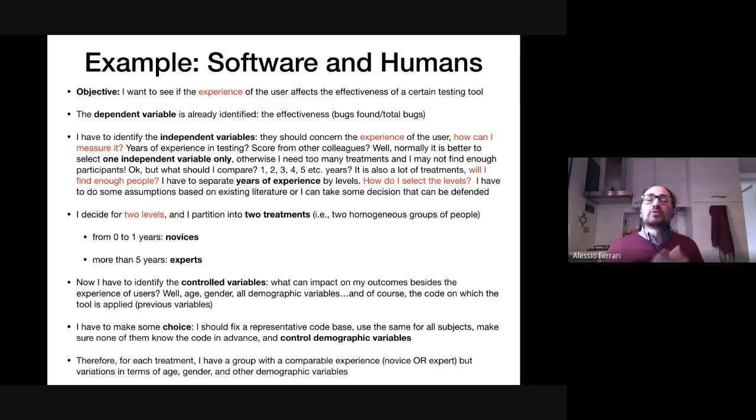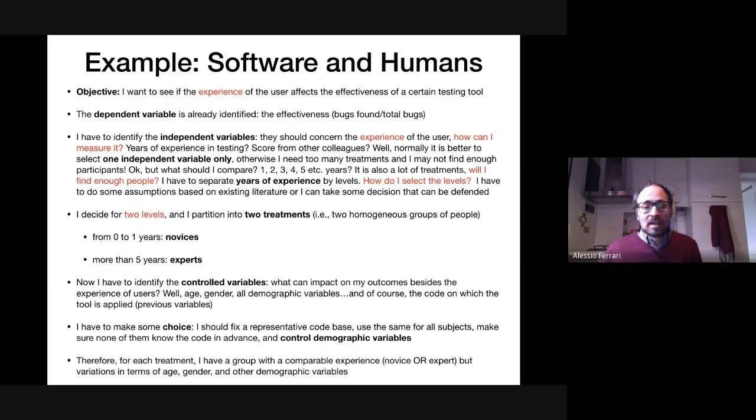Okay, how to select the level? I have to make some assumptions. I have to take some assumption from the literature, or justify and defend my decision. There is no silver bullet in here. And often you resort to other studies that have made a choice similar to yours, or you have to consider also common sense and your knowledge.